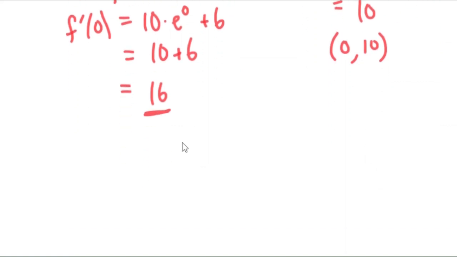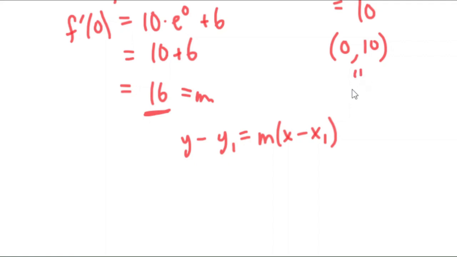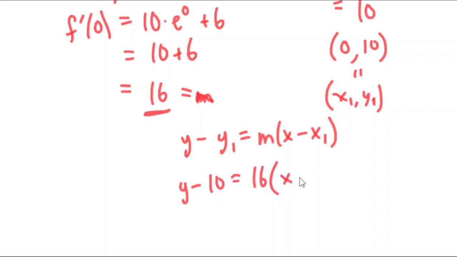Okay, so now we just need to use the point slope formula. So y minus y1 equals m times x minus x1. Now this is our m here, and this is our x1, y1. Okay, so what we get is y minus 10 equals 16 times x minus 0. Or in other words, y minus 10 equals 16x. And we add 10, we get y equals 16x plus 10.